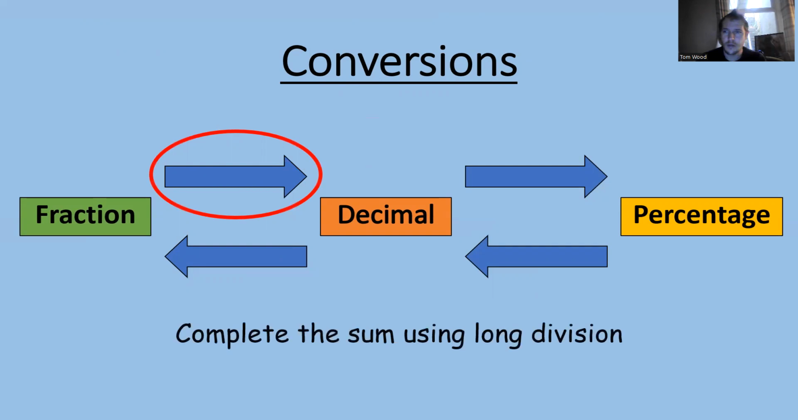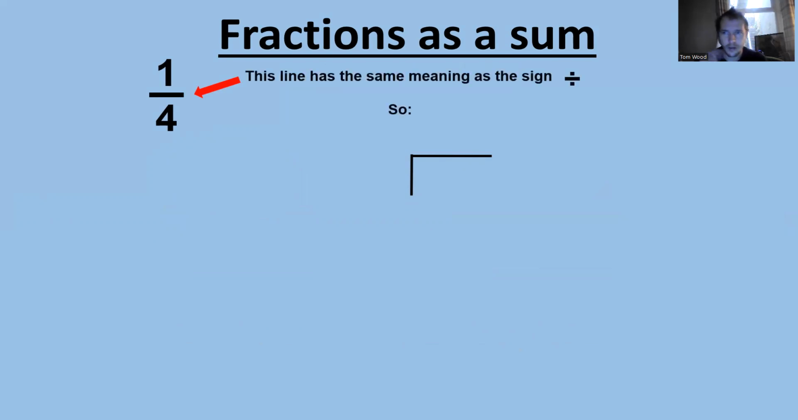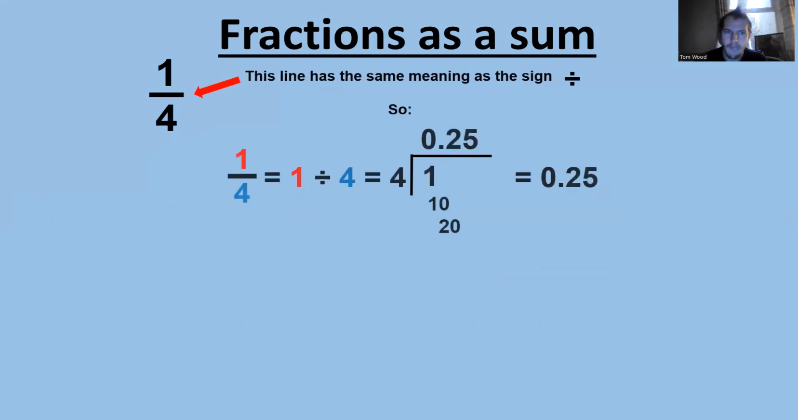All we have to do is remember that a fraction is just a sum. So we just complete the sum. That's it. We've already looked at this. We already know how to do this skill. For instance, if I had 1/4, that line in the middle just means divided by. It is an incomplete sum. 1/4 is 1 divided by 4. If I go through my bus stop method, I will end up with 0.25 there. Now, the great thing with these is, again, it will work with any fraction that you want.